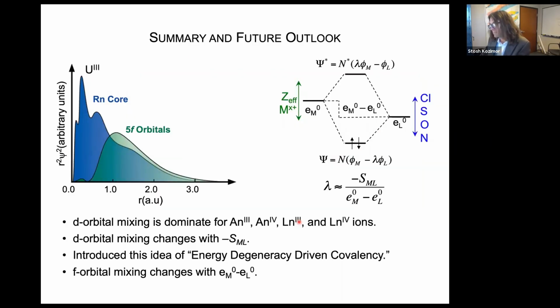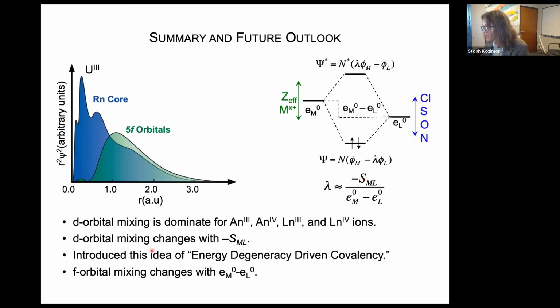So with that, I'll just conclude and tell you that what we've observed is that the d orbital mixing seems to be the dominant interaction for covalency in terms of metals in the +3 and the +4 oxidation state for actinides and the +3 and the +4 oxidation state for lanthanides. I've shown you over and over again, and there's a lot of examples of this in the literature, that d orbital mixing seems to be heavily governed by the numerator in this relationship.